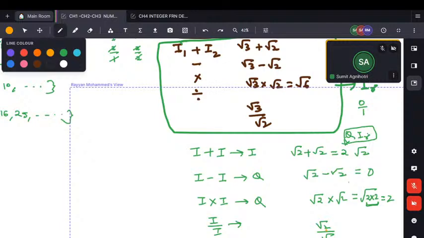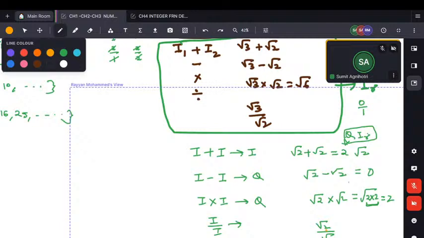Now you can note down all these concepts that you have not written. This is another concept: if you are adding two same irrationals, then you get irrational. In all other cases, subtraction, multiplication and division, you will get rational.